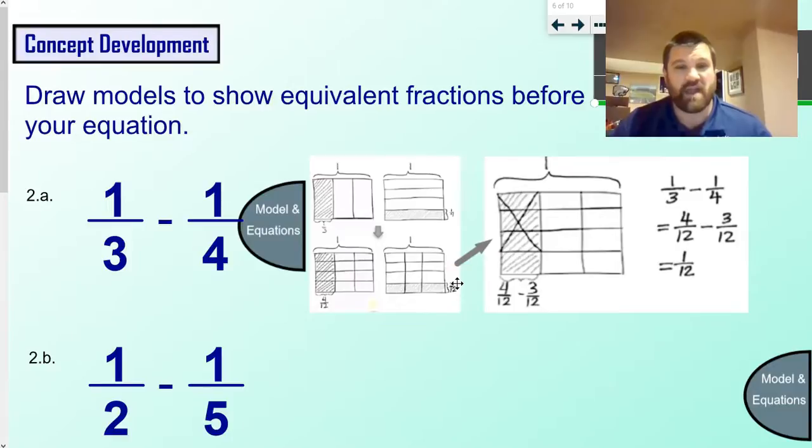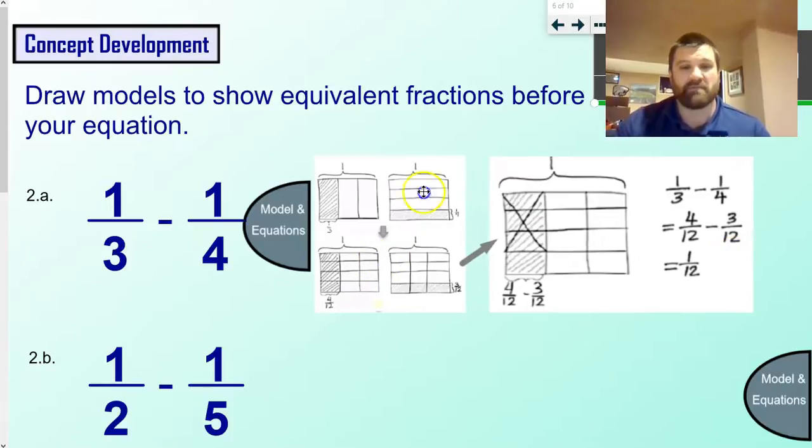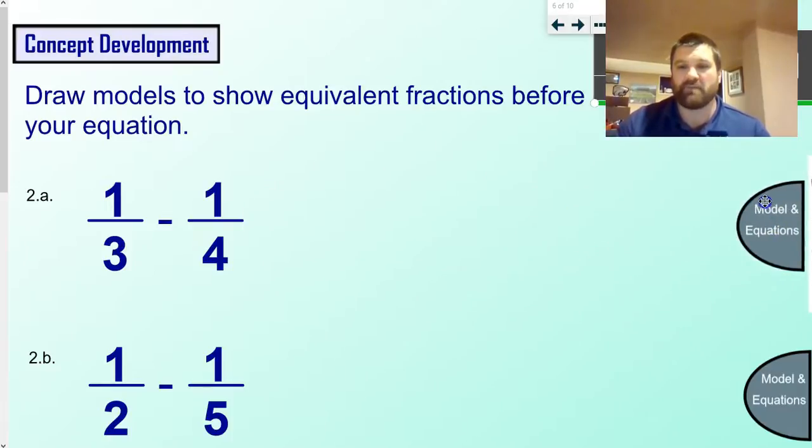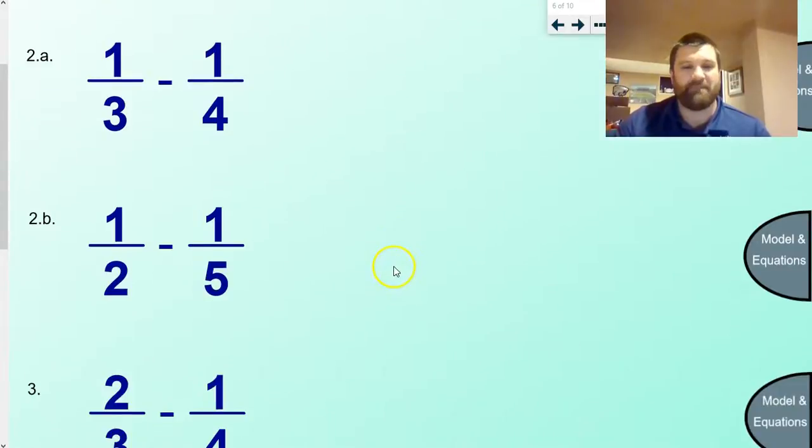Well, now you can subtract. The denominator, the parts of the whole, are the same. It's easy to do. You just take away the 3/12 and you're left with 1/12. Okay, let's take that back. Goodbye. Let's look at 2b. Pause. Go.